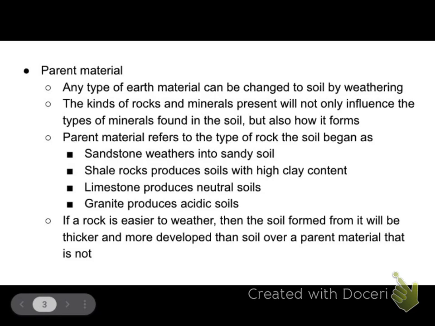If a rock is easier to weather, then the soil that's formed from it will be thicker and more developed than the soil that's over a parent material that is not easy to weather. So limestone is relatively easy to weather, so it wears down easily, and you tend to get much thicker, more developed soils over top of it, as opposed to a much harder rock that would be much more difficult to weather.